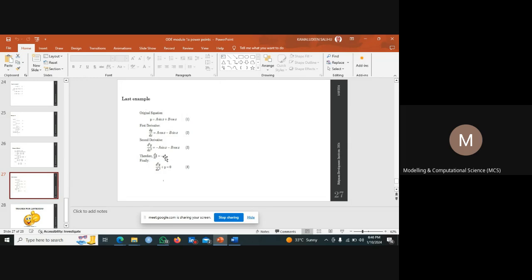Taking this y back to the left hand side, we have d square y over dx square plus y equals 0. And this gives us an ordinary differential equation. This is the last example we'll be taking for today.